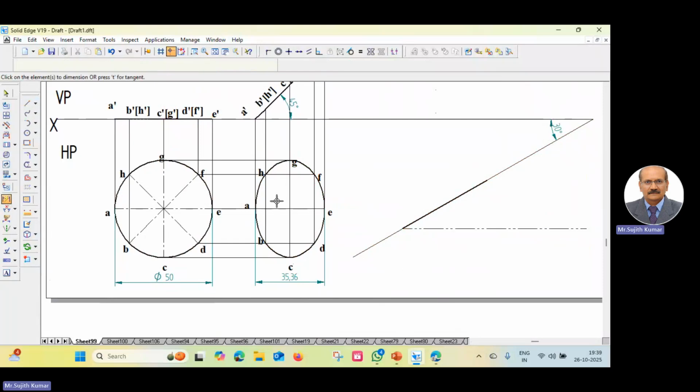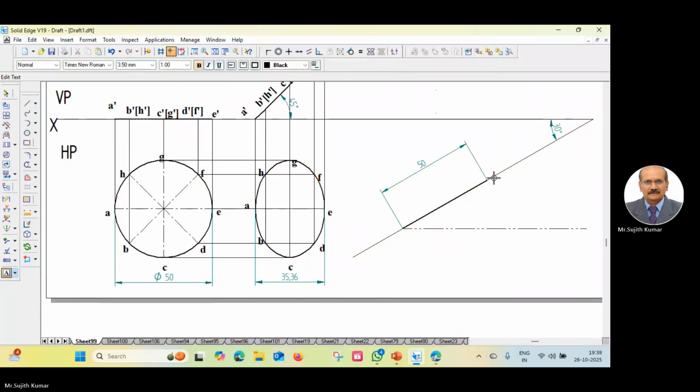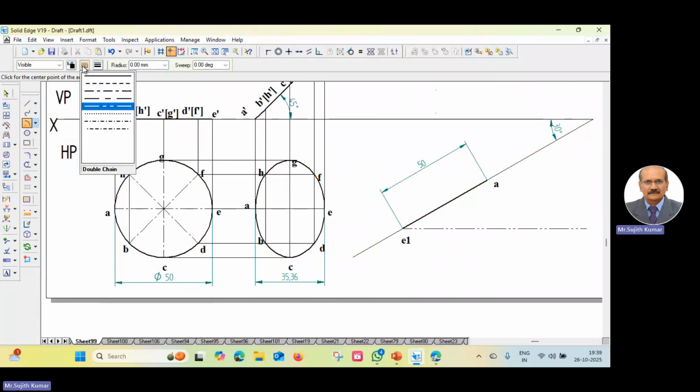Okay, so this is the 50 mm line. This is A. Let me correct as E1, original length of the diagonal. Now, apparent length is AE, that is 35.36. Go to arc by center point. Take a continuous line. A as center with the radius, type here radius as 35.36. That is the apparent length of the diagonal.